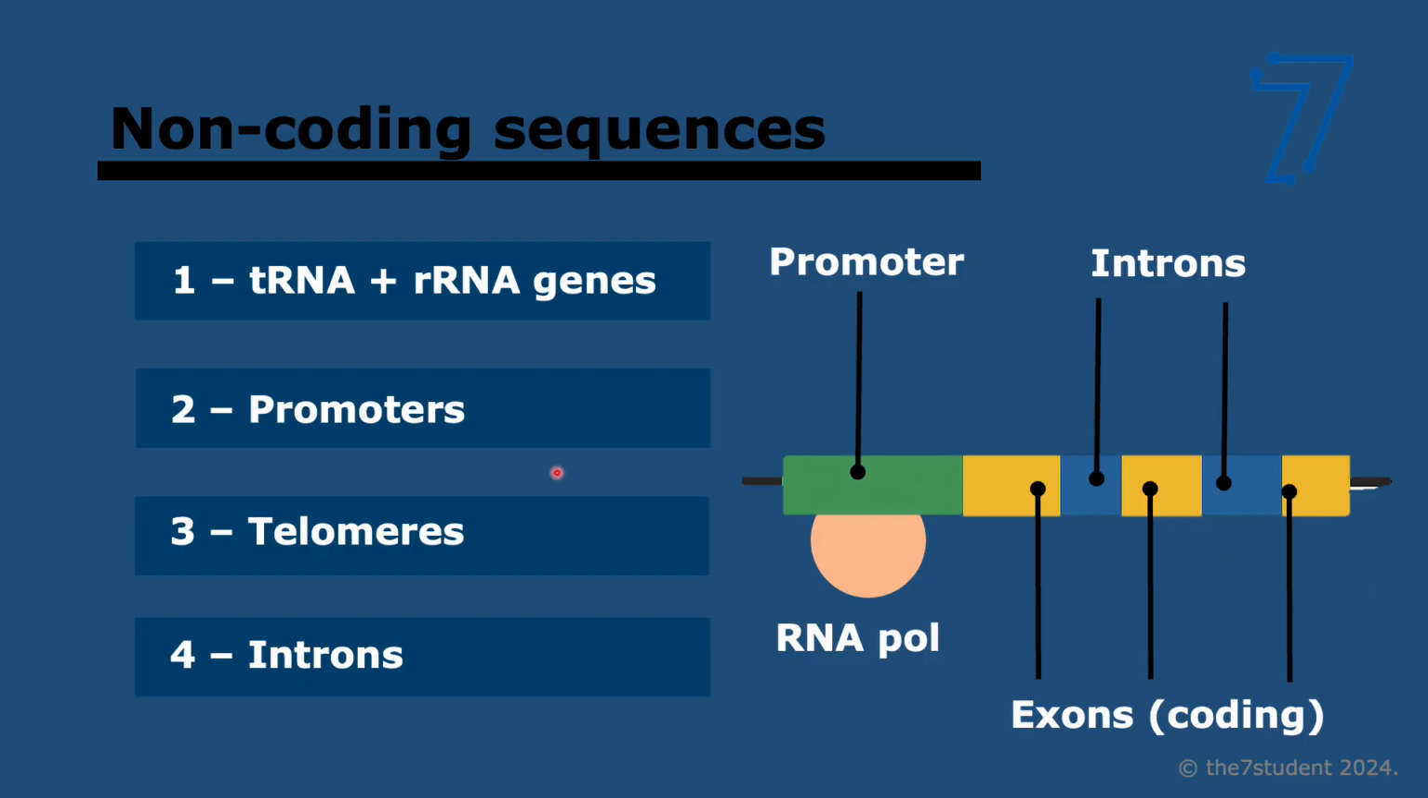So first, we have tRNA and rRNA genes. So these make the tRNAs, right, and the rRNAs. rRNAs form the ribosome itself, right? So they make the organelle, and tRNAs are the ones that carry the amino acid. Hopefully you remember. And then we have promoters. So promoters, right, are regions of DNA that are upstream of a gene, so before the gene, and they initiate transcription, right? How does that work? Well, because RNA polymerase can bind to the promoter with the help of transcription factors, right?